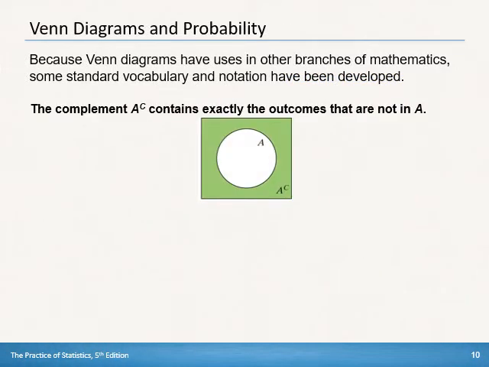All right, so some ideas about Venn diagrams and how we can demonstrate the probabilities with Venn diagrams. The white circle is the event A, and then the green space outside is not A, or the complement of A, which we denote with A and a superscript C on top. It's everything not in A.